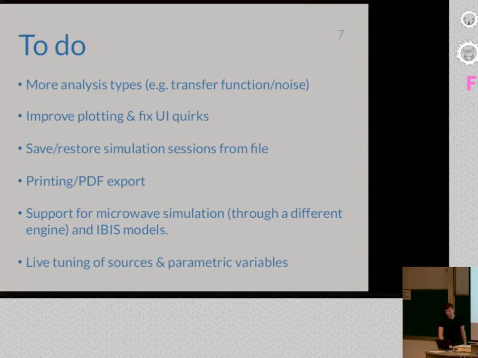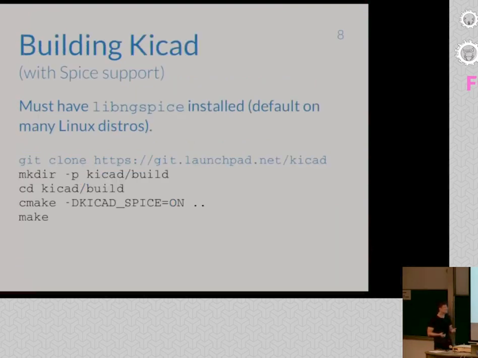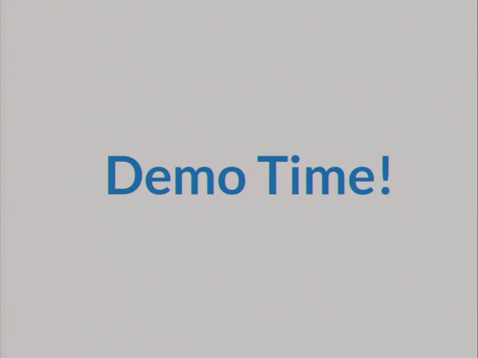So I'm going to make a short demo, where I will draw a simple circuit and simulate it just to show you how it looks. Before that, under Windows, you just need to download a nightly. I think the same applies to OS X. It comes already with built-in Spice support. Under Linux, you need libngspice installed, and most likely you need to compile from the sources. So here are the magical incantations to do that. Just remember to have libngspice installed. It's available on most distros as a package, and remember to build with the KICAD_SPICE flag enabled.